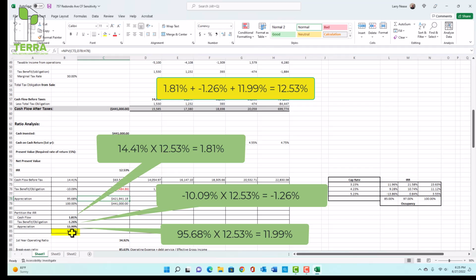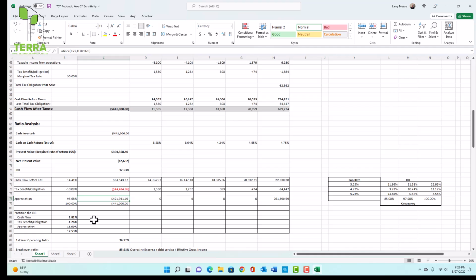Okay, so what have I done there? I have partitioned the internal rate of return between its components. So what does this all mean? Well, of the 12.53%, 1.81% of it comes from the cash flow, a negative 1.26 comes from the tax benefit, and 11.99% of this 12.53 of that total comes from the appreciation.